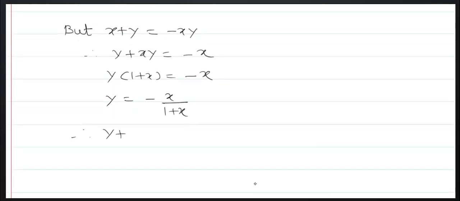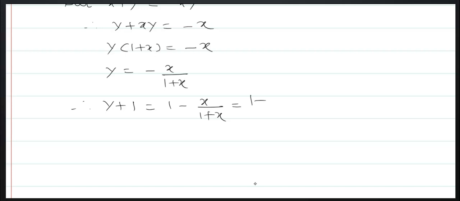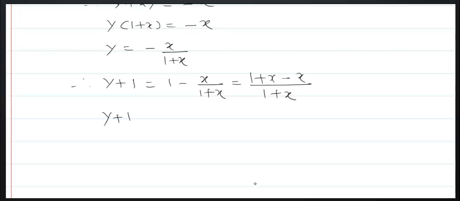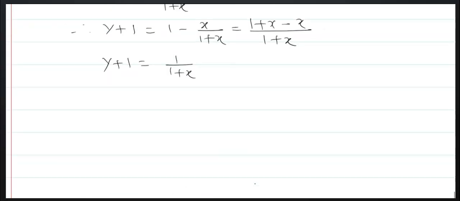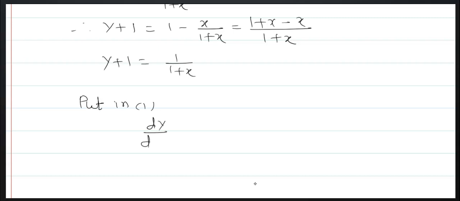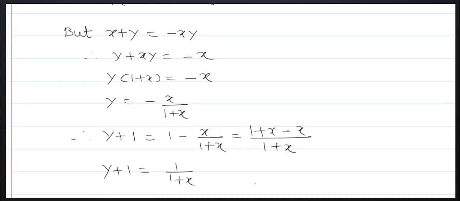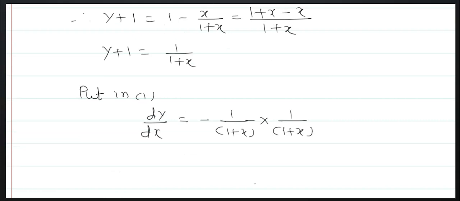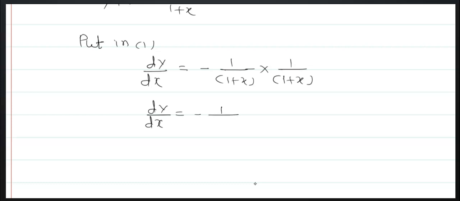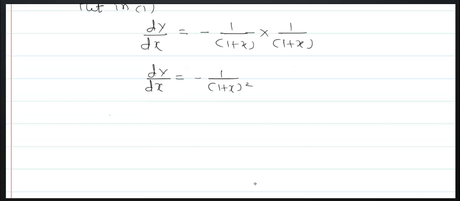Therefore, now 1 plus y is equal to 1 minus x upon 1 plus x. If you simplify it, you will get 1 upon 1 plus x. This is the value of y plus 1. Now substitute there. dy by dx is equal to minus 1 upon 1 plus x into 1 upon 1 plus x. That is minus 1 upon (1 plus x) whole squared. Therefore, the answer B is the correct one.